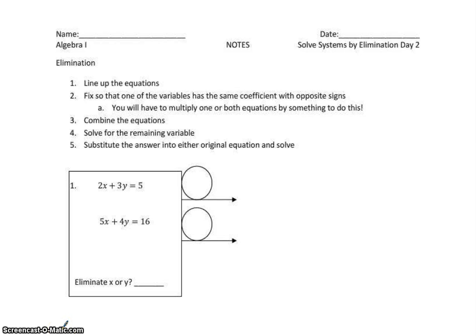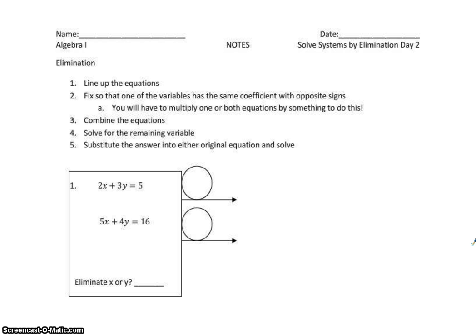This is for Algebra 1. This is day 2 of solving systems by elimination. Remember that when you're eliminating something, you're making it go away. You're going to make it cancel. So you have to have one of your variables that has the same number but opposite signs in front of it. So what you're going to look at today are equations that aren't already set up and ready to go.